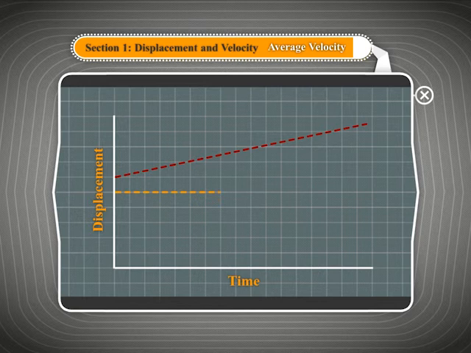Velocity is zero when the displacement stays constant. In other words, the position value does not change. This line has zero slope. Velocity is negative when the object moves in the negative direction on that axis system. This line has a negative slope.